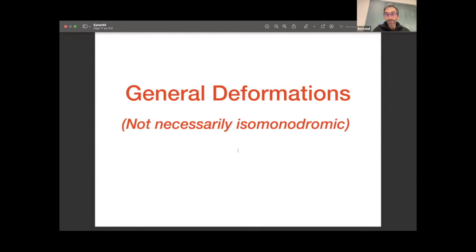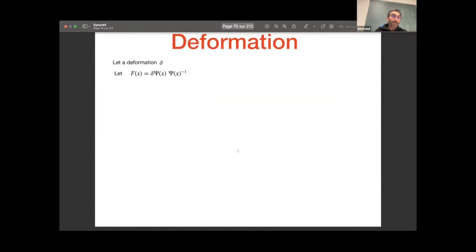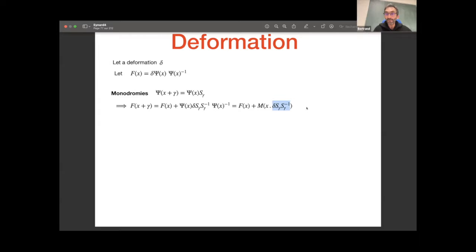Now let's look at general deformations, not only isomonodromic. Let's look at any deformation. For that, let δ be a deformation, and let's start by looking at the deformation of a flat section, so δψ. Let me define δψ times ψ inverse, and let me call it F(x). And our goal will be to compute it now. So let's first look at some of its properties, and in particular monodromies. The fact that ψ has monodromies implies that F has monodromies as well, and the monodromies of F are additive. And you recognize that you have a ψ δS inverse type ψ inverse. So this is an M, where the E that you have inside the M here is δS inverse. So it's the deformation of a monodromy.